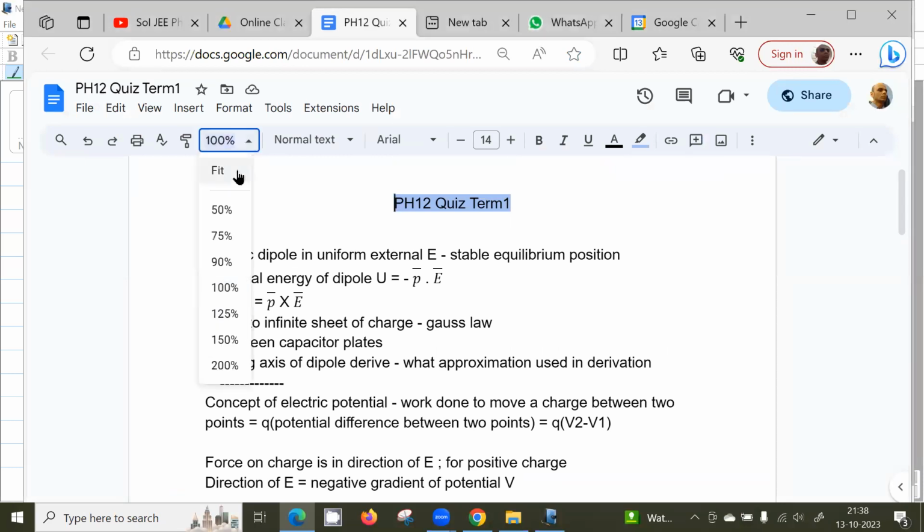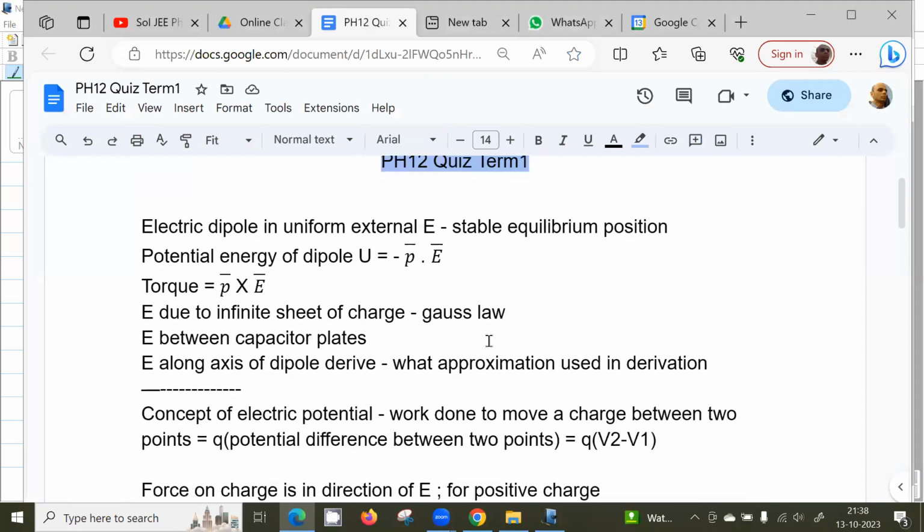Sir, force on a charge is in the direction of negative gradient. Repeat again. Force on a charge is in the direction of E for a positive charge, sir, negative gradient. Sir, what is the answer for the force on a charge when the potential gradient is known? Potential gradient is known. Right.